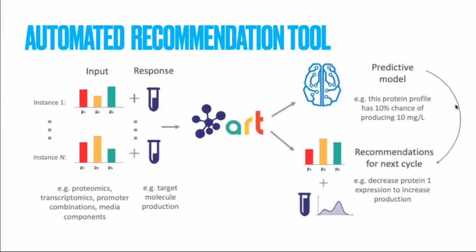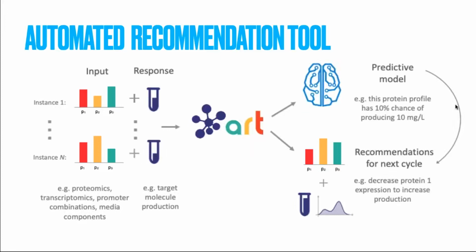So here's a little bit more about that automatic recommendation tool so that you can visualize it. It's a little easier to see, right? So on the far left, you have each of these instances, right? Each of those would be, say, one row of trials in that big assay machine, right? And you have a different set of inputs, right? And these could be anything.